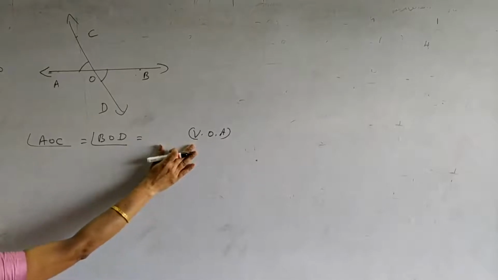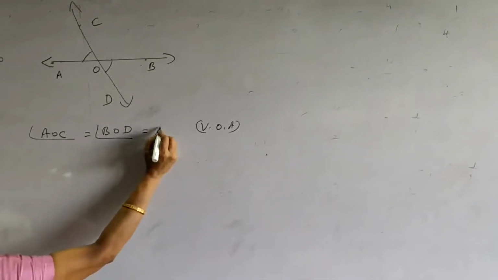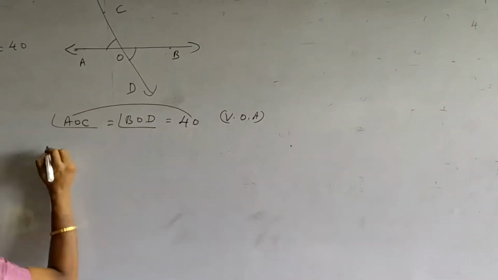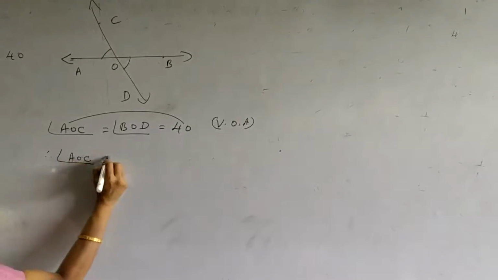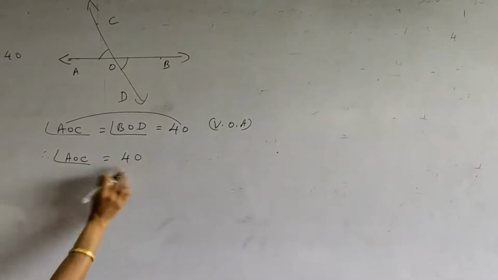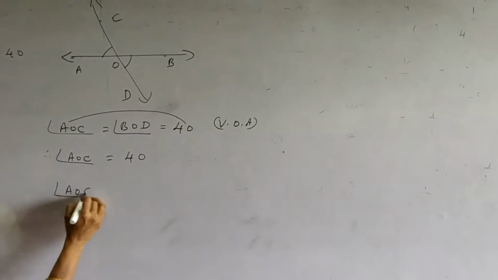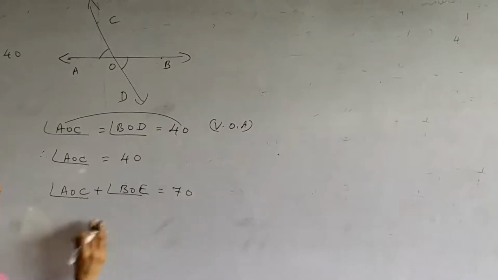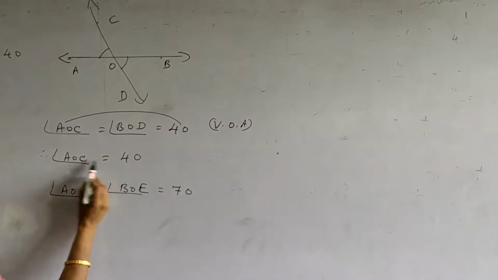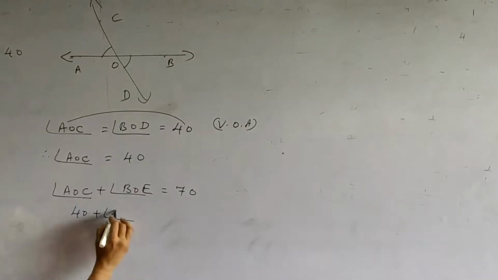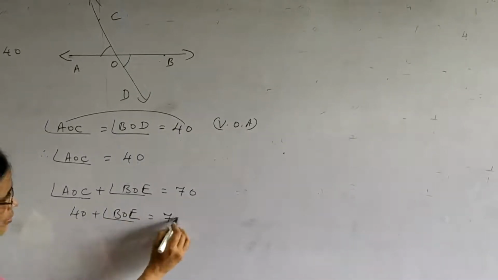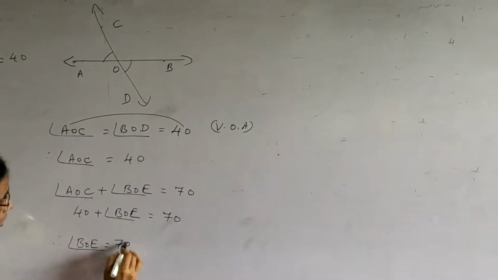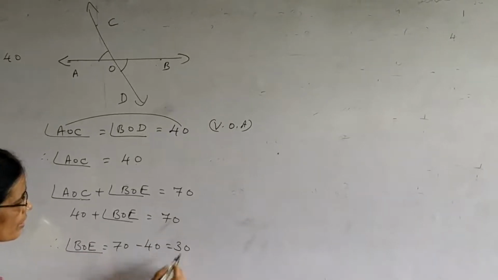Just now we learned the theorem. We are given BOD is equal to what? Equal to 40. Therefore, AOC also becomes 40. We are given in the question AOC plus BOE is equal to what? Equal to 70. What is the measure of AOC we have found? It is 40, plus angle BOE is equal to 70. Therefore, angle BOE equals 70 minus 40, which is equal to 30.